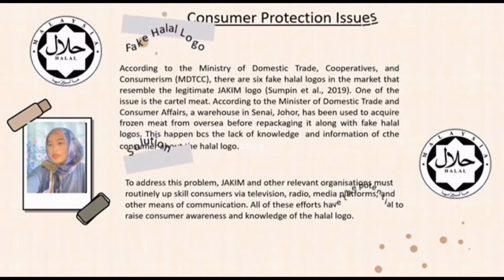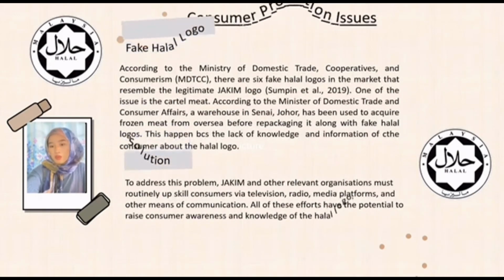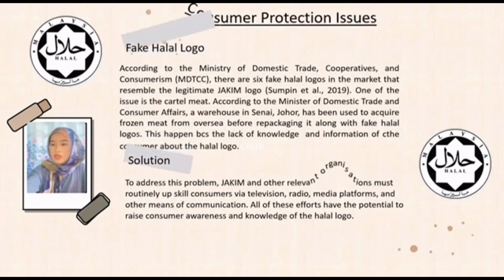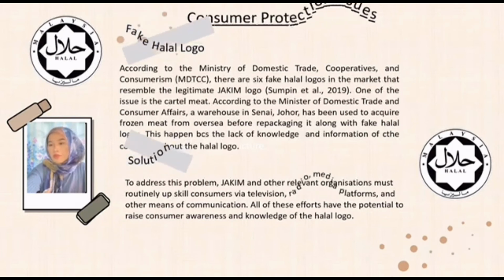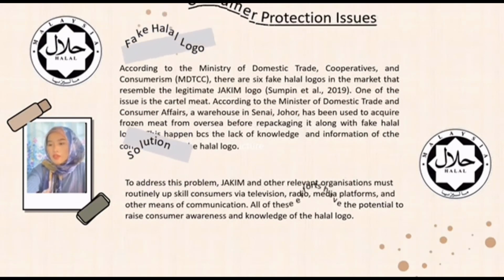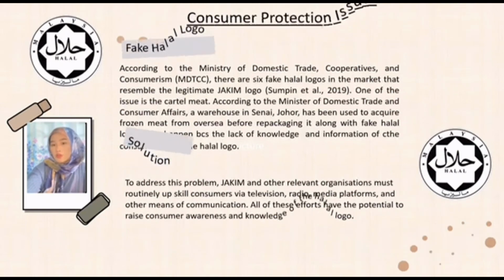This happened because of the lack of knowledge and information of the consumer about the halal logo. To address this problem, JAKIM and other relevant organizations must certainly upskill the consumers via television, radio, media platforms, and other means of communication. All of these efforts have the potential to raise consumer awareness and knowledge of the halal logo.